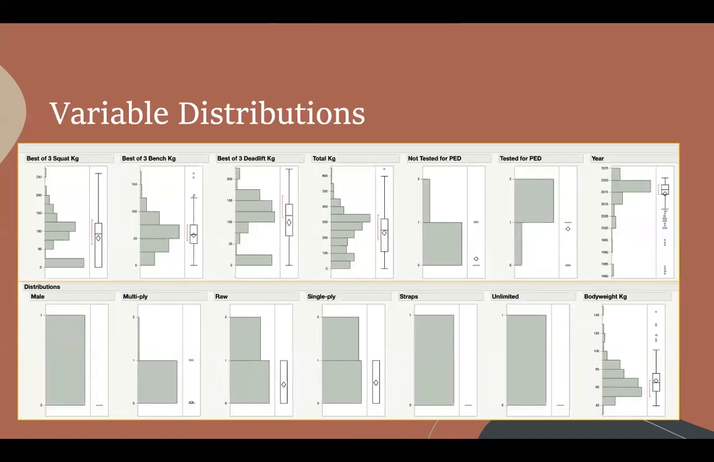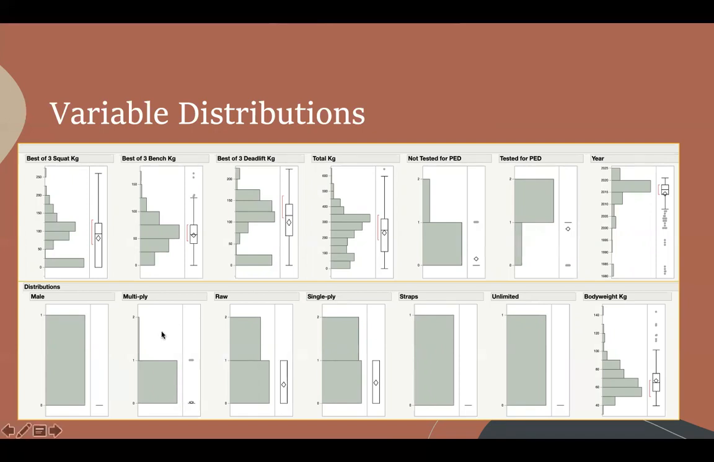The variable distributions are generally normal. There is some skew in the year since, of course, these powerlifting competitions have become more prevalent as of 2015. As time goes on, more people live, therefore more people powerlift. Also, body weight: more people are towards the lower end. I suspect that is because in powerlifting, everybody wants to be as lean as possible so that their lifts are more impressive for their weight class.